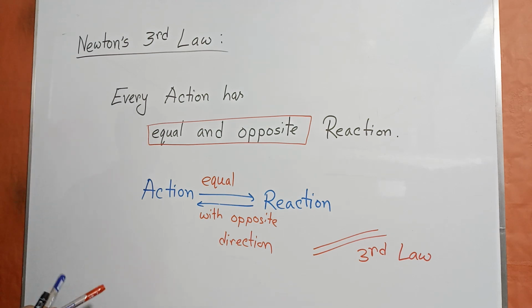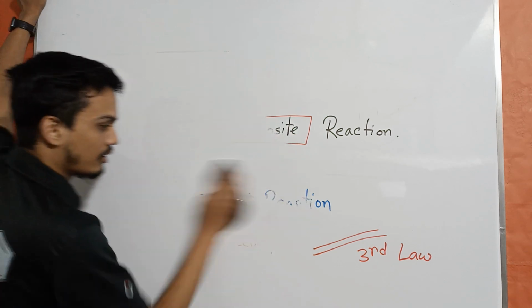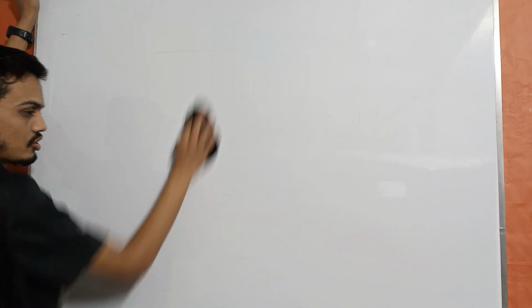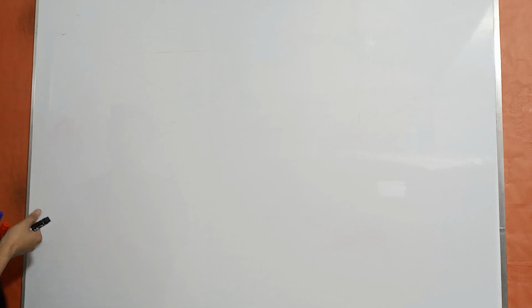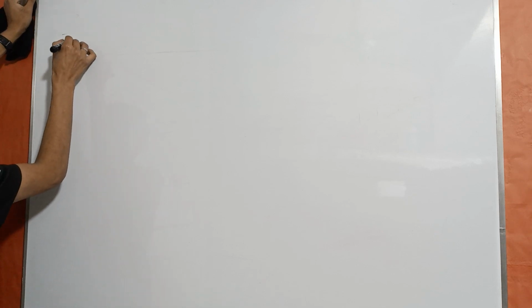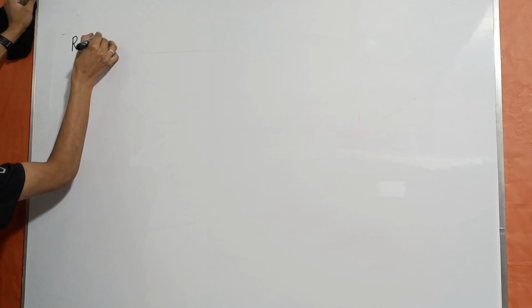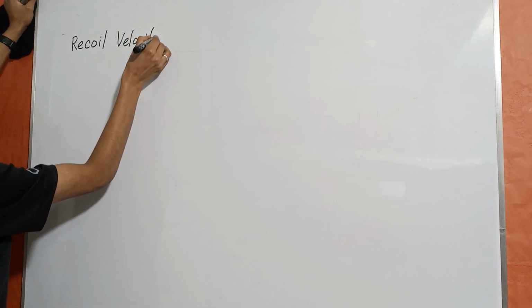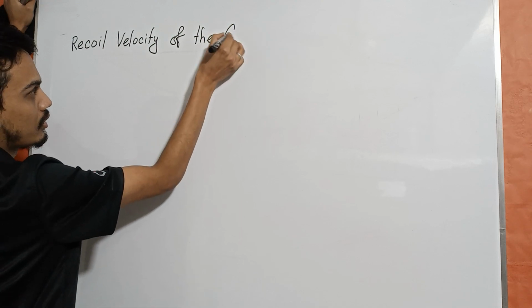Now we will see our main topic, the backward reaction or recoil velocity of the gun. Title: recoil velocity of the gun or revolver.